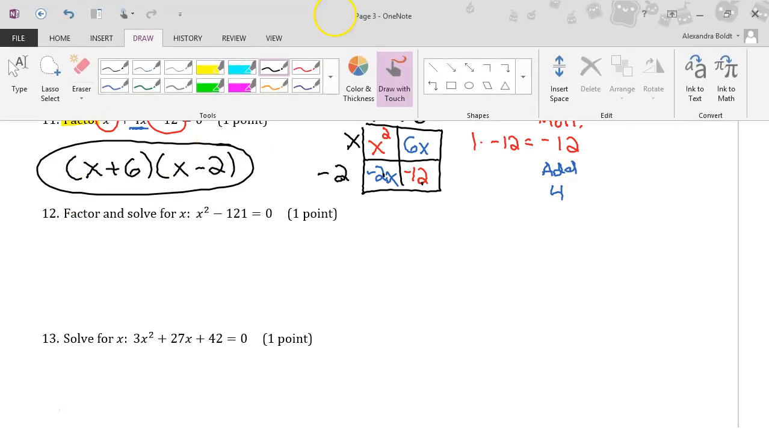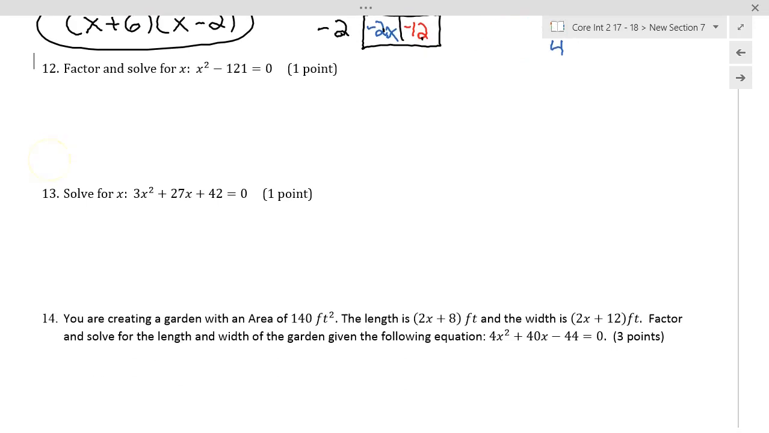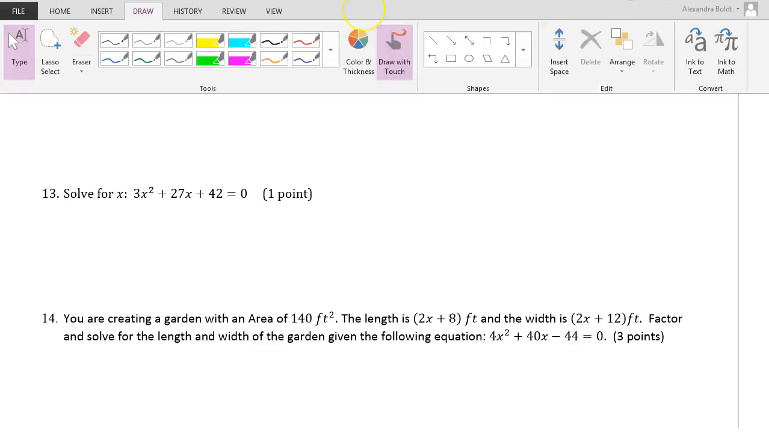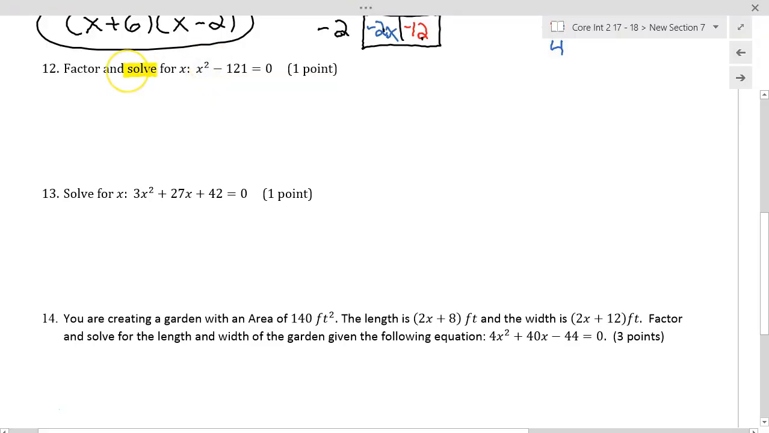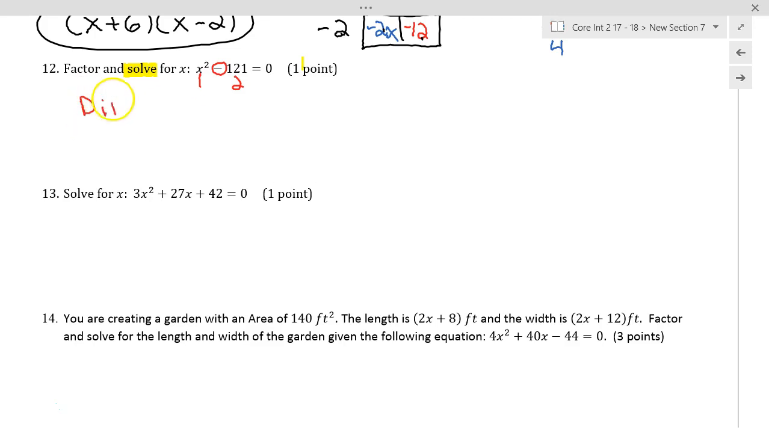All right, looking at number 12. Factor and solve for x when x squared minus 121 equals 0. The big thing here is I'm factoring, but I am also solving. Remember, this is a special type of problem. I have x squared minus 121, a subtraction sign and only two terms, not all three. When you have that subtraction sign and only two terms, you're doing the difference of squares.